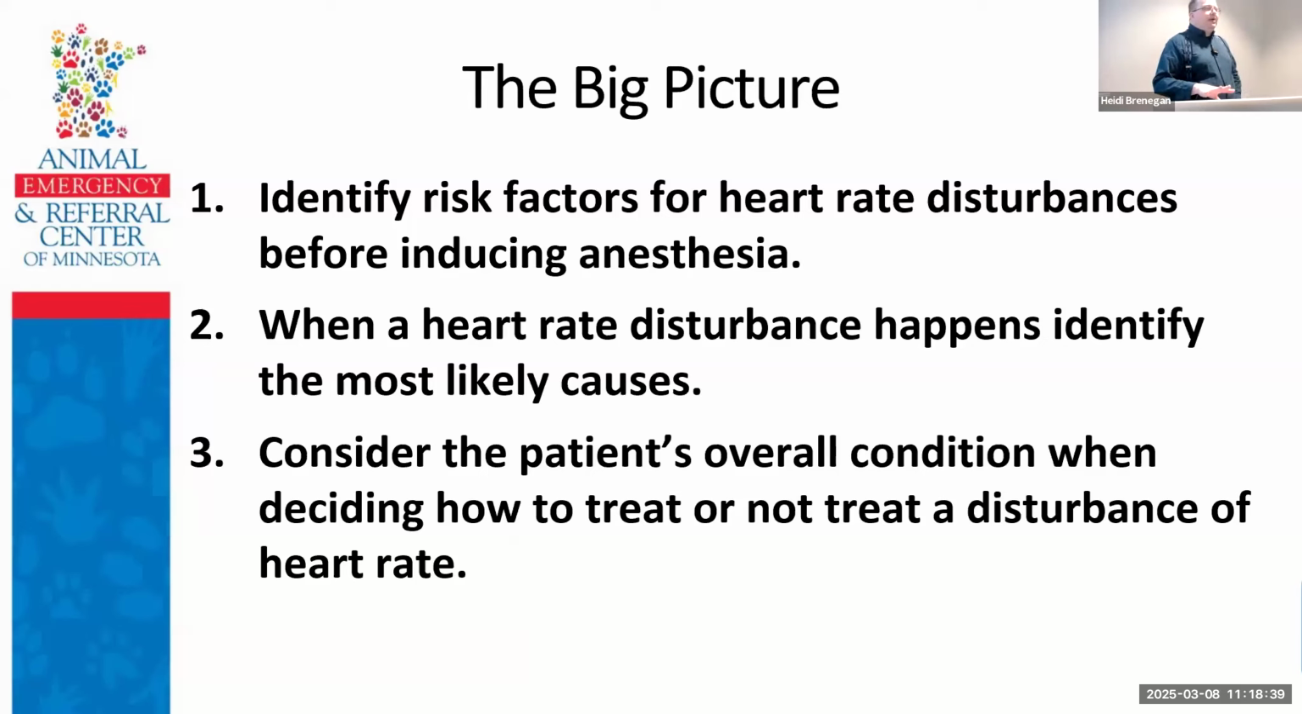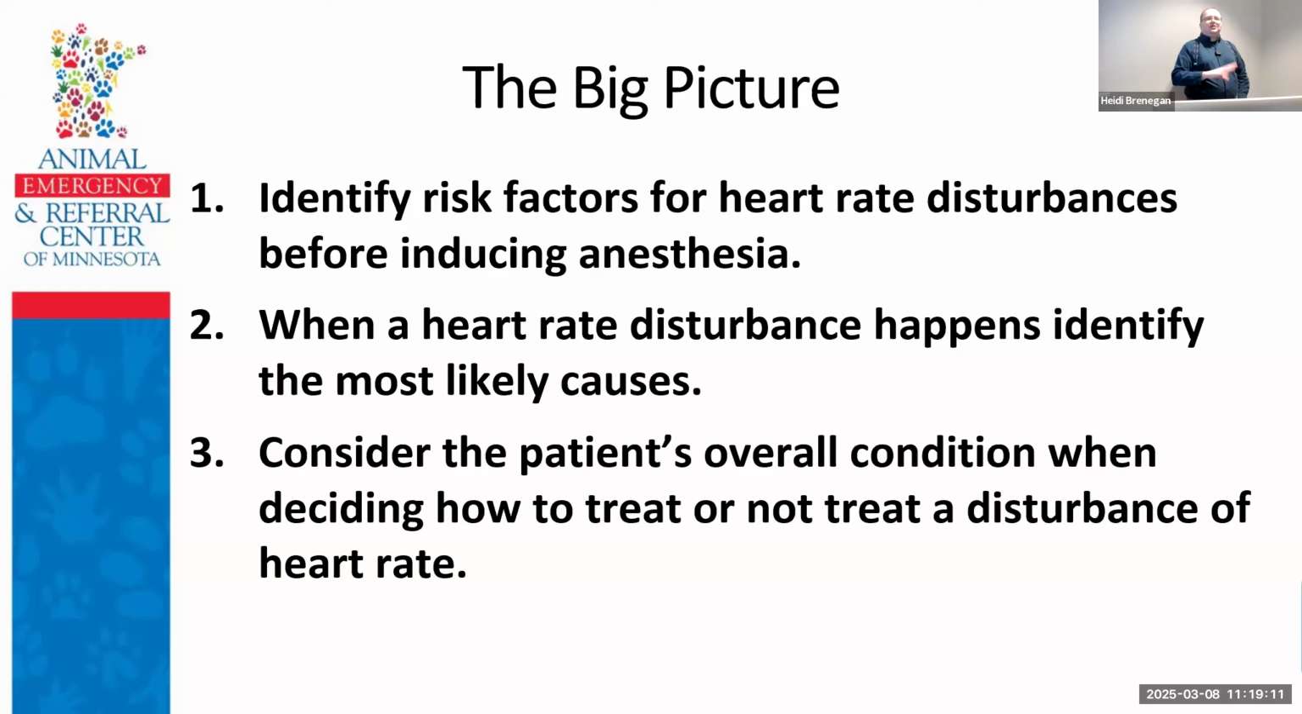And finally, the big picture I want you to take away from this is before you do anesthesia, identify risk factors for heart rate disturbances. Basically, this animal has lower airway disease, if it's brachycephalic, has a reason for high vagal tone, untreated hyperthyroid cat, all these things that are going to cause heart rate disturbances. Recognize it beforehand so it doesn't catch you off guard. When a heart rate change or disturbance happens during anesthesia, don't just adjust the gas or adjust the depth. Try to identify the cause.